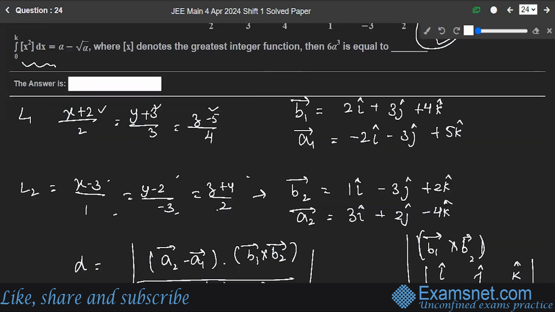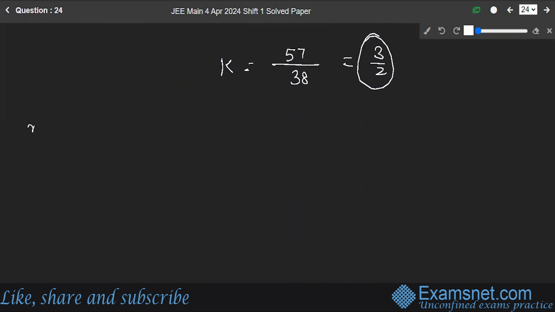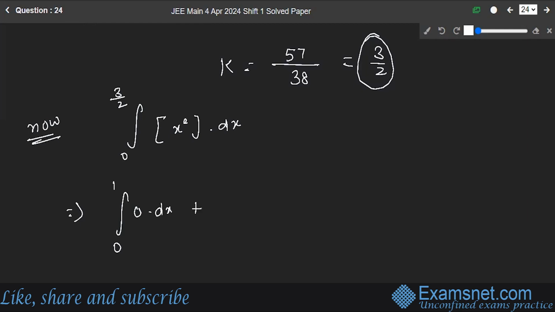Let's write it down. Integral from 0 to K was equal to the greatest integer function of x squared dx. This can be written, let's split it up: from 0 to 1, 0 dx, because from 0 to 1 the greatest integer function will give you a value of 0. From 0 to root 2, it will be 1. And from root 2 to 3 by 2, it will be 2.